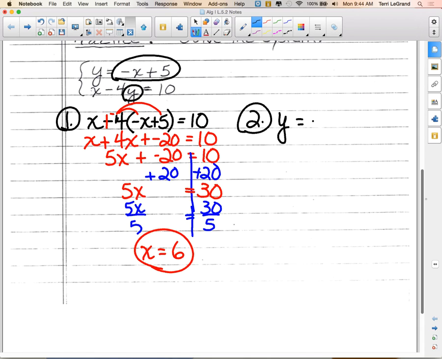Y equals negative x plus 5. We could use the other one, it's just going to take us more work. So we're going to substitute in. That negative sign is not part of the x, it's out front of it. It's like the opposite of, remember? And we're going to substitute a 6 in for our x.